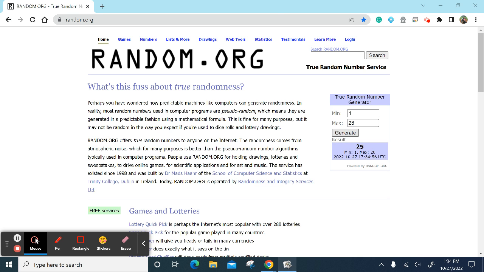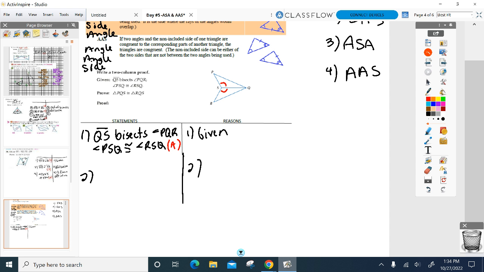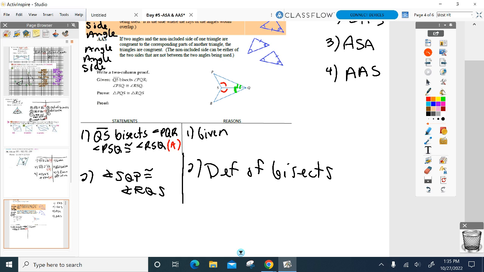Angle SQR equals angle SQP. Okay. Yep. Angle SQP has to be congruent to angle RQS because angle PQR is getting bisected. Definition of bisects. I'll mark it on my diagram. And now that counts as an angle.